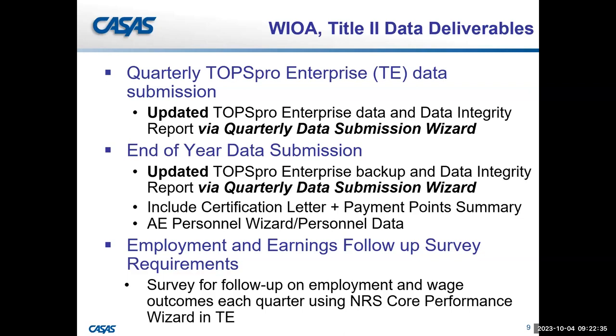But sticking with CASAS here now and moving along, these are our deliverables. Again, sticking a little bit at 40,000 feet above for this one, but we have quarterly and end of year data submission. I feel it's a lot simpler the last couple years than it used to be. For the last two or three years we've had the quarterly data submission wizard in TE, which allows you to do WIOA 2 data and CAEP data in one fell swoop. It also includes both data submissions and both DIRs every quarter. So long story short, you meet this requirement by using that quarterly data submission wizard in TE.